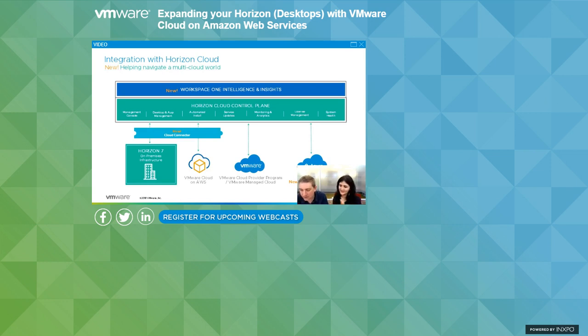And what you'll see here is, we have the Horizon 7, which is sitting on premises, which is your traditional on-prem model. And then we have the Horizon Cloud control plane, which is essentially our cloud-based DaaS service, which we have in the market today. It allows you to have a whole bunch of cloud services, which automate the installation, the upgrade.